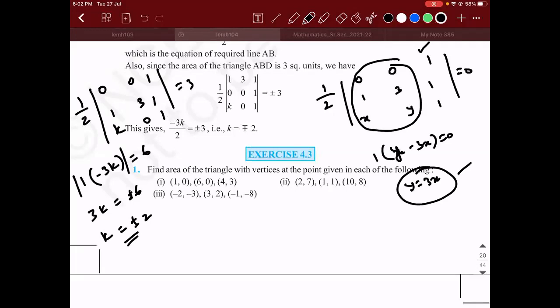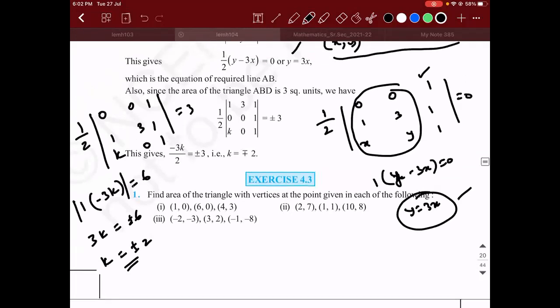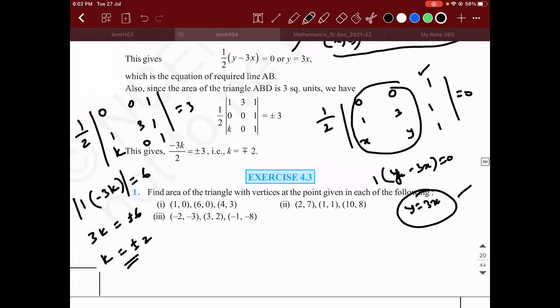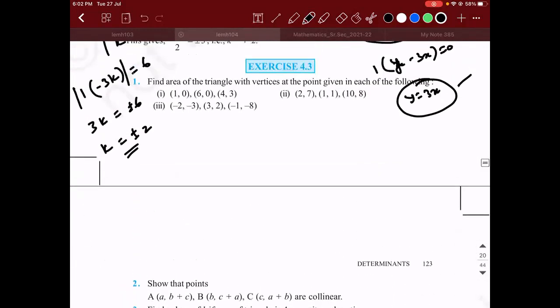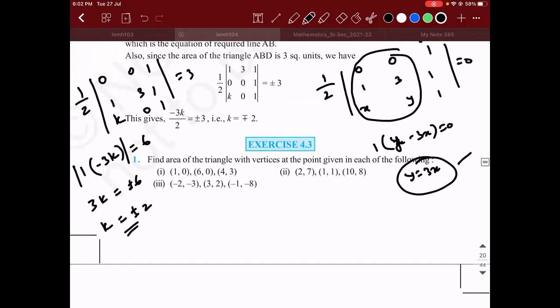Okay. So I hope you understood this. Sir, so we can say that the area of the triangle is half the value of the determinant. Yeah, half the value of the determinant formed by all these points. Yes. Okay, sir.